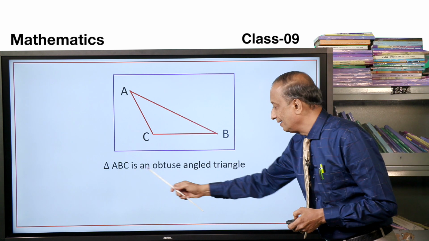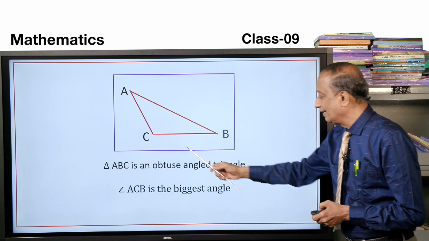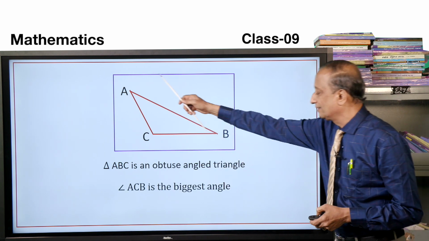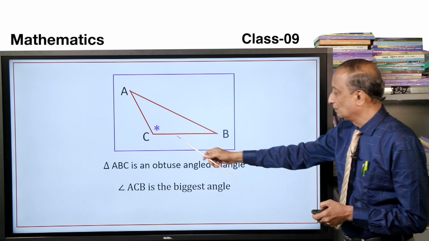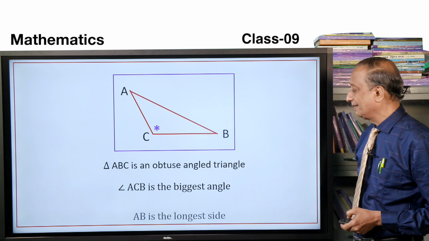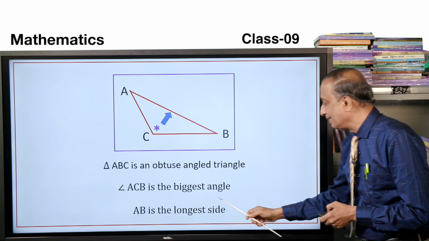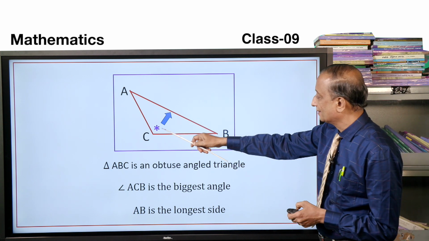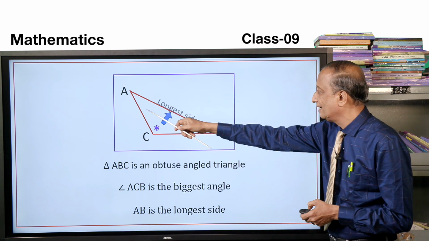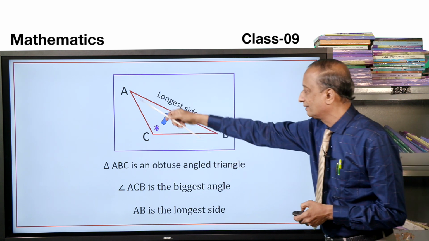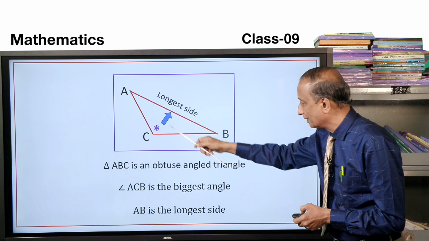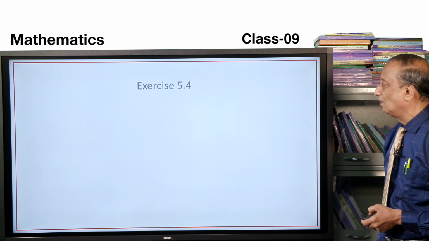So in triangle ABC, this angle ACB is an obtuse angle. So this is an obtuse angled triangle. The angle ACB is greater than 90 degrees. So AB is the longest side, the side facing angle ACB. So in an obtuse angled triangle, the side opposite to the obtuse angle is always the longest side.